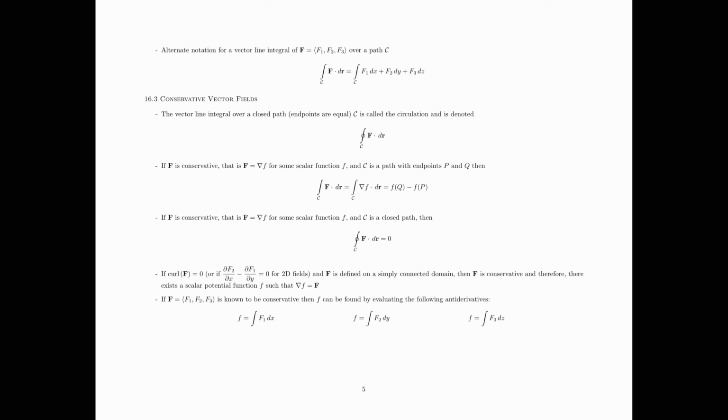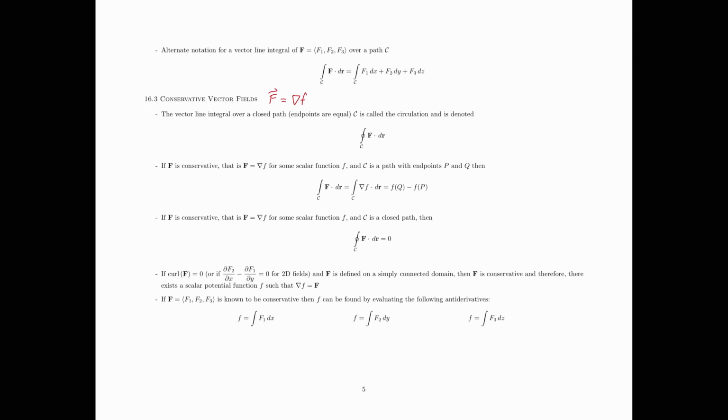All right, the next section that we have is 16.3, which is all about conservative vector fields. As a reminder, a conservative vector field is a vector field, capital F, let's say, and all this means is it is the gradient of some function. That's all it means to be a conservative vector field.